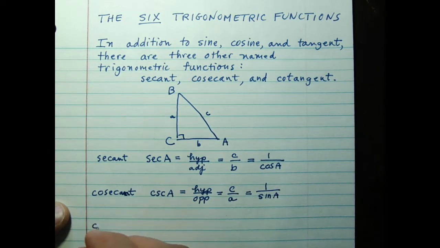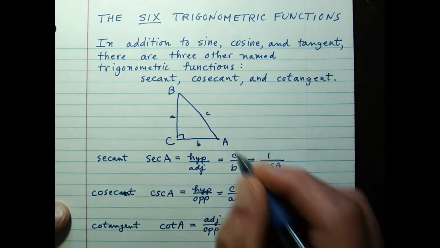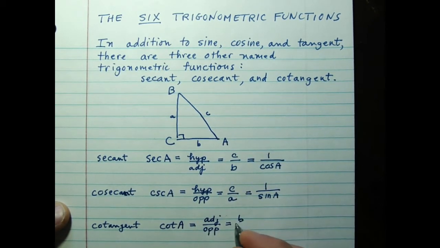And cotangent, which is abbreviated COT A, is going to be equal to the adjacent side over the opposite side. So for angle A, the adjacent side is B and the opposite side is A. And notice that that's just the reciprocal of the tangent of A, so we can say this is 1 over tan A.